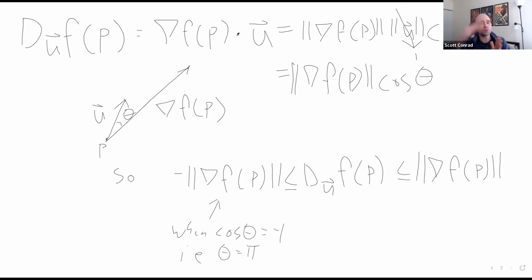So when the angle between u and the gradient is pi, they point in opposite directions. So when we're taking the derivative in the direction of the negative of the gradient, the directional derivative is going to be negative magnitude of the gradient at the point. That's the least it can be. And the most it can be is magnitude of the gradient. And that's when cosine theta is equal to 1. In other words, when theta equals 0. In other words, when we take the directional derivative in the direction of the gradient.